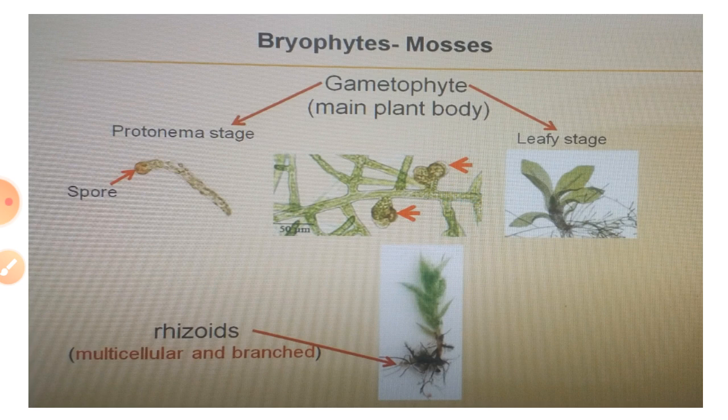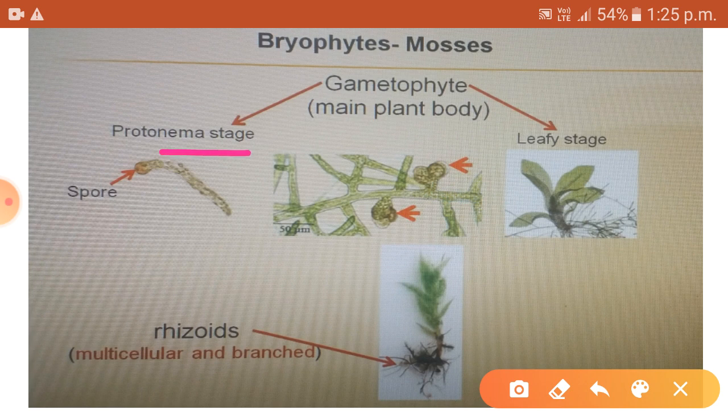The first stage is the protonema stage. In this stage, spore germinates first into a small green filament-like structure called protonema. Protonema means the first thread. Protonema grows into a creeping branched filamentous form called secondary protonema. From the secondary protonema, a lateral bud arises. This lateral bud grows into an upright slender axis bearing spirally arranged leaf-like structures. This is attached to the soil through multicellular and branched rhizoids. You can see the image.